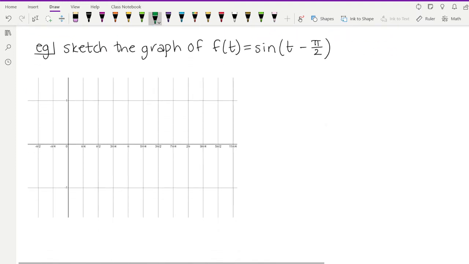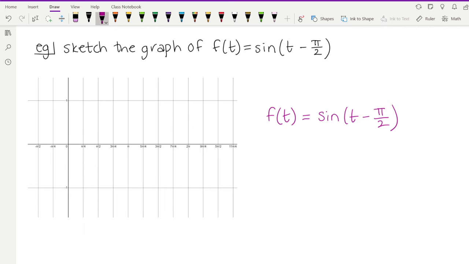Okay, so let's look at an example of this. In this one, we're sketching the graph of f of t is equal to sine of t minus pi over 2. Okay, so we're adding or subtracting a number from our input variable, right? So we know that it's going to be a horizontal shift. And specifically, here we're subtracting pi over 2. And so that means that this is going to shift to the right by pi over 2.